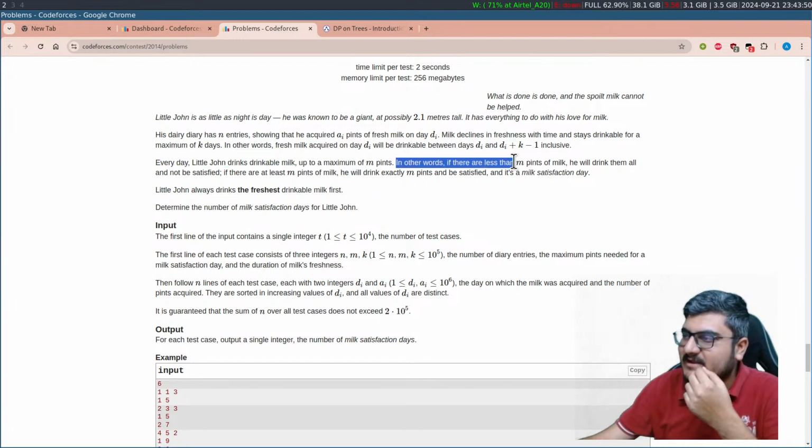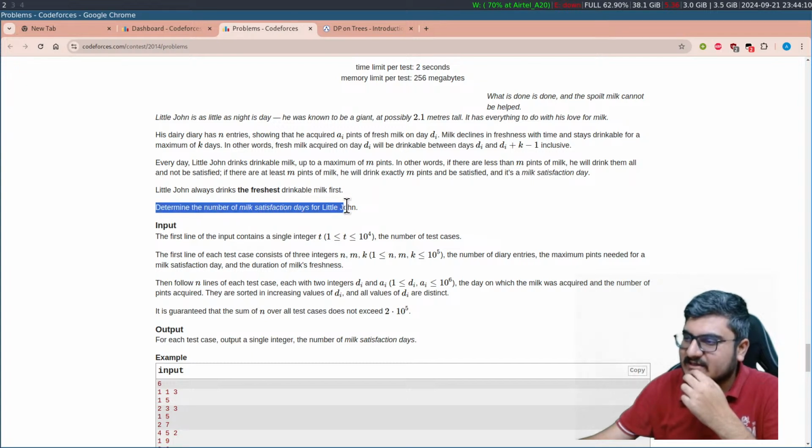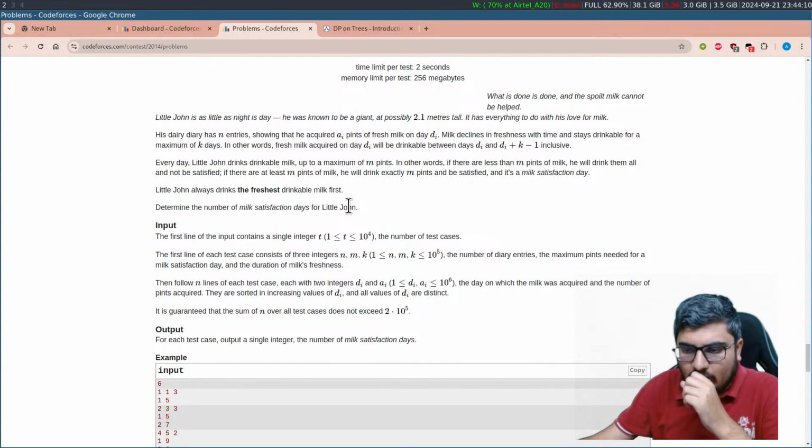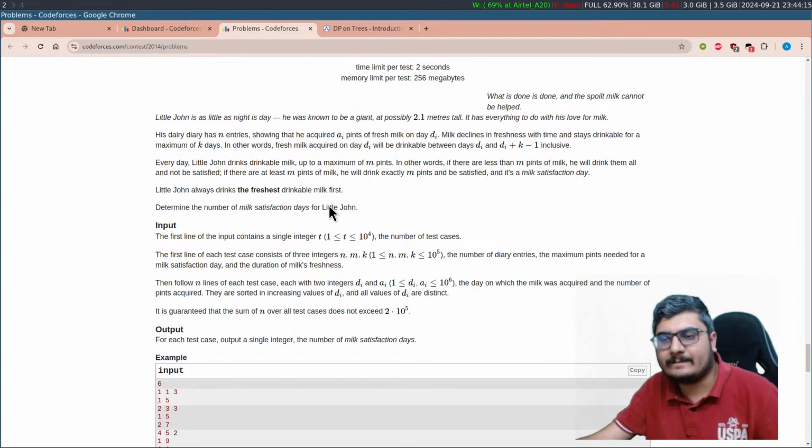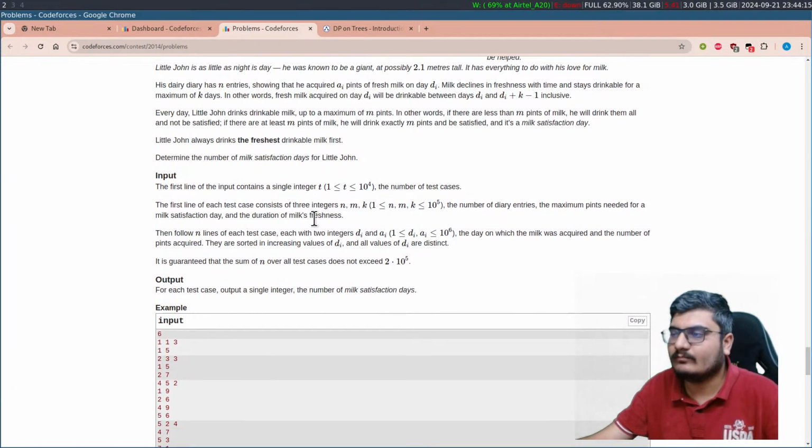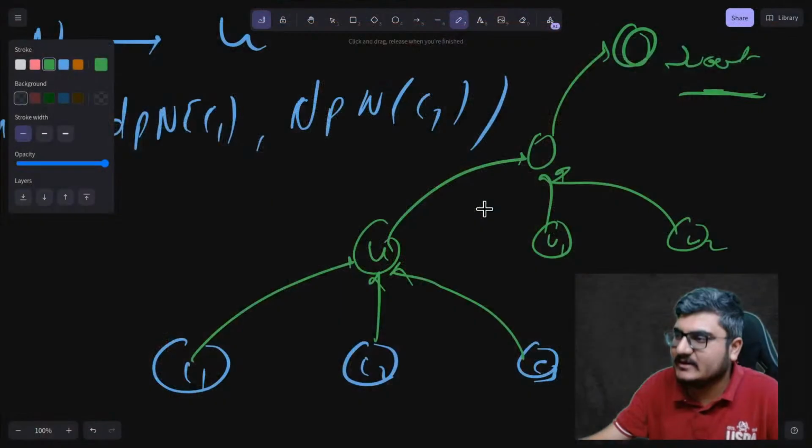In other words, if he has less than m pints, he will drink all and will remain unsatisfied. If there are m pints of milk, he will drink exactly m pints and be satisfied, and it's a milk satisfaction day. Little John always drinks the freshest possible milk first. Determine the number of milk satisfaction days for Little John. So overall the story goes like this.